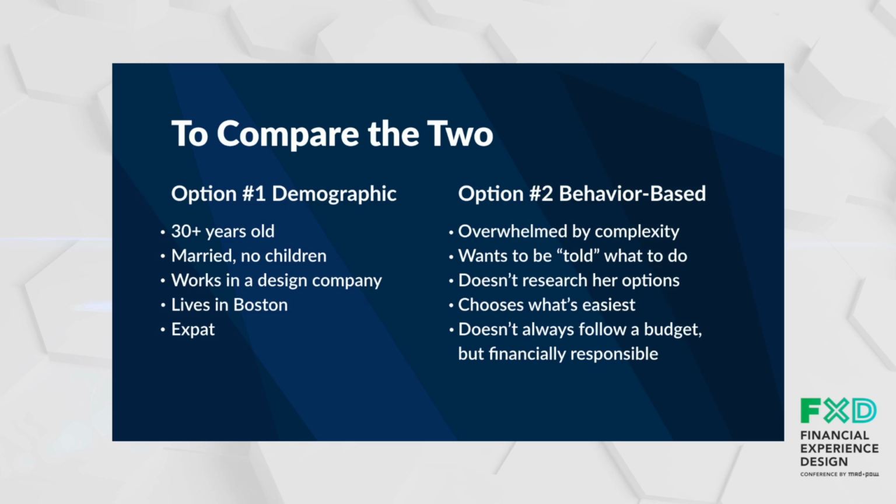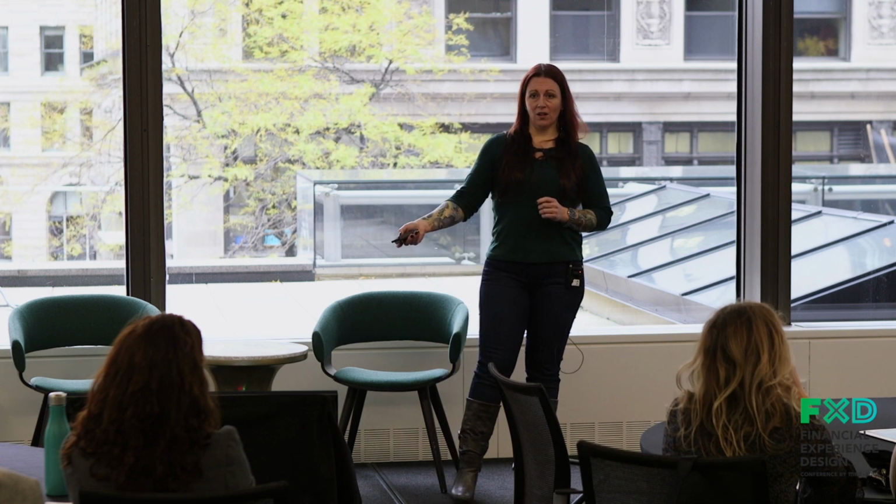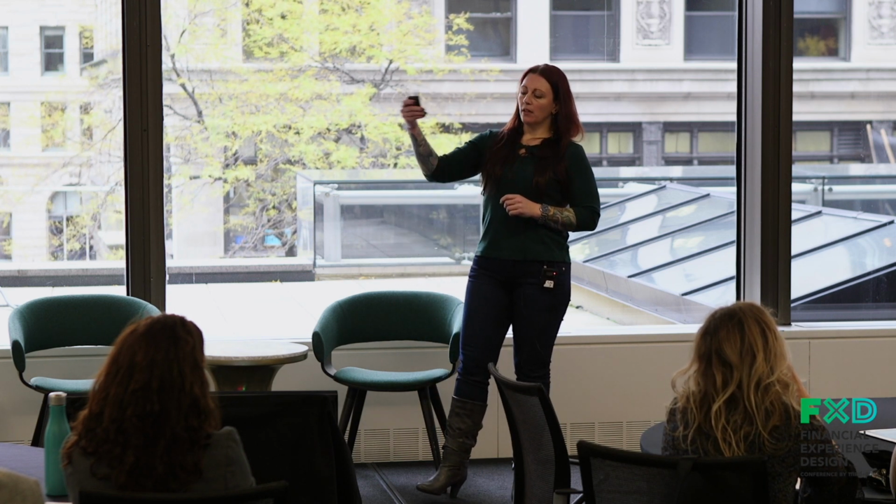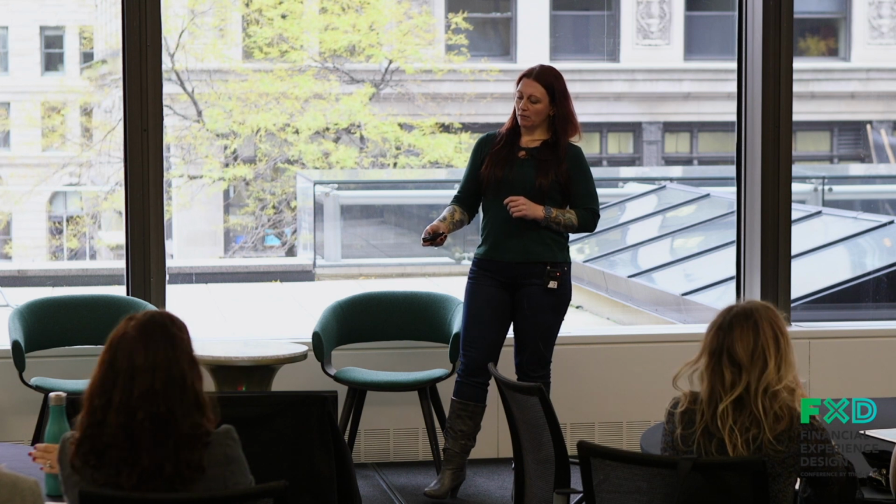For example, maybe she's overwhelmed by complexity, maybe she wants to be told what to do and doesn't like to have to make a lot of those decisions, doesn't research her options very well, usually chooses the easiest thing, doesn't really follow a budget very well, though is okay financially. She's doing okay even though she doesn't follow a budget. That's your behavior-based persona compared to woman in her 30s living in Boston. And what's the point of that? What's the value of that? We'll take that info on the right and tell me what we can get out of the design.